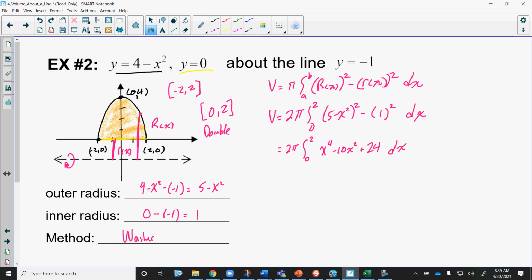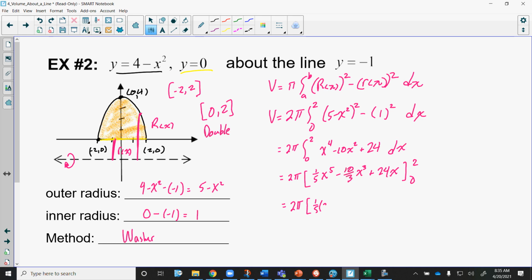dx. And now let's go ahead and do the antiderivative. That's as simplified as the integrand will get at this point. So 2 pi times, and here I'm going to get 1/5 x to the 5th, and then that is going to be negative 10/3 x cubed plus 24x. And we're evaluating it from 0 to 2. So 2 pi, and substitute the 2 now.